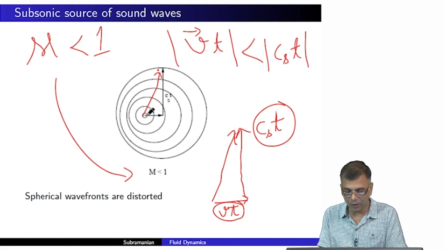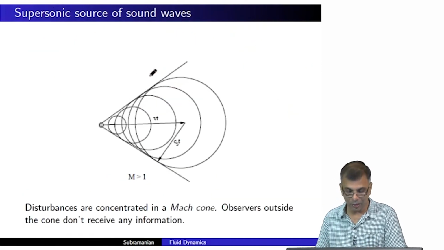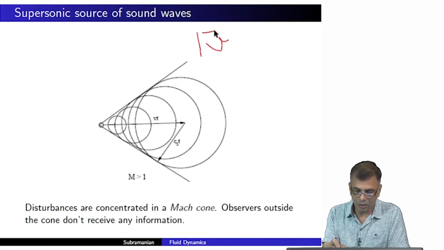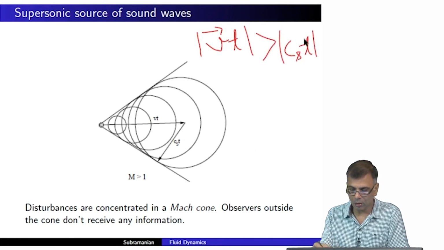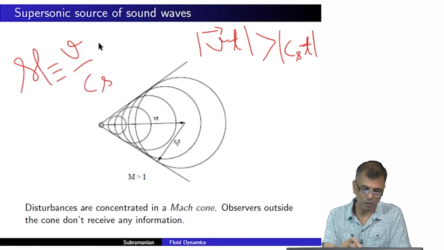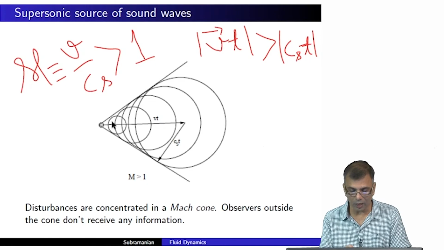If the Mach number exceeds 1, what will happen is the length of the Vt vector can be larger than the length of the C sub s t vector. And what happens then? This is what happens. In this case, the length of this vector is larger than the length of this vector. The source is still moving to the right, except the Mach number, which is defined as V over C sub s, is now greater than 1. As a consequence, Vt is larger than C sub s t, and therefore the source is not able to be in causal contact with, say, this point or that point.